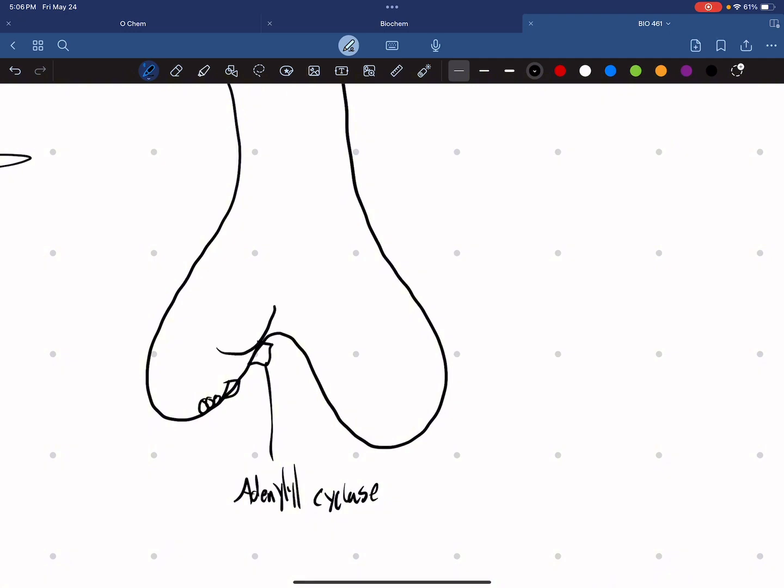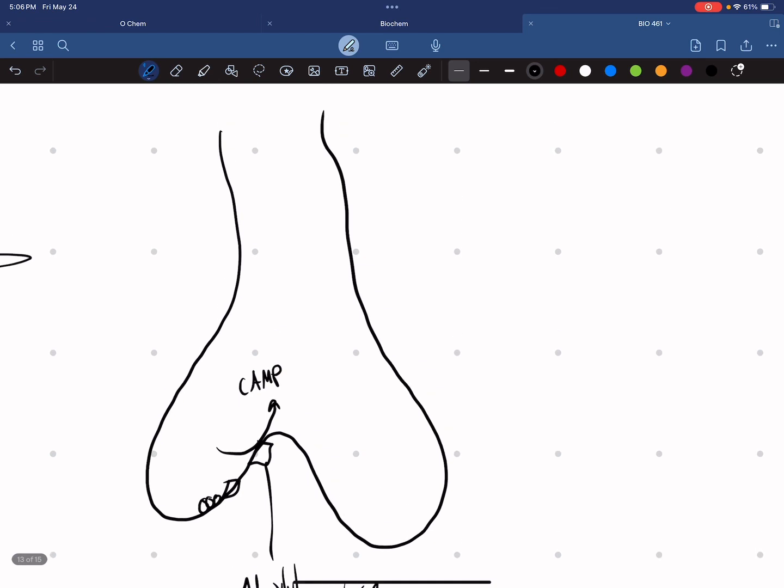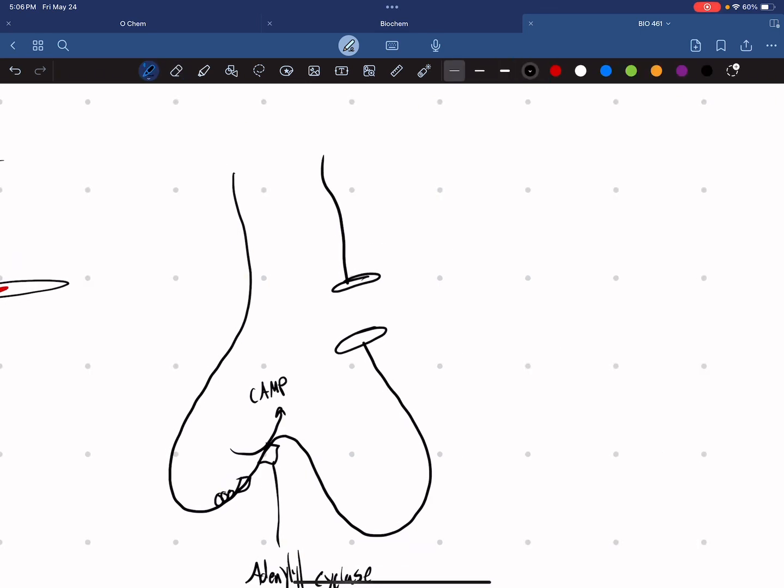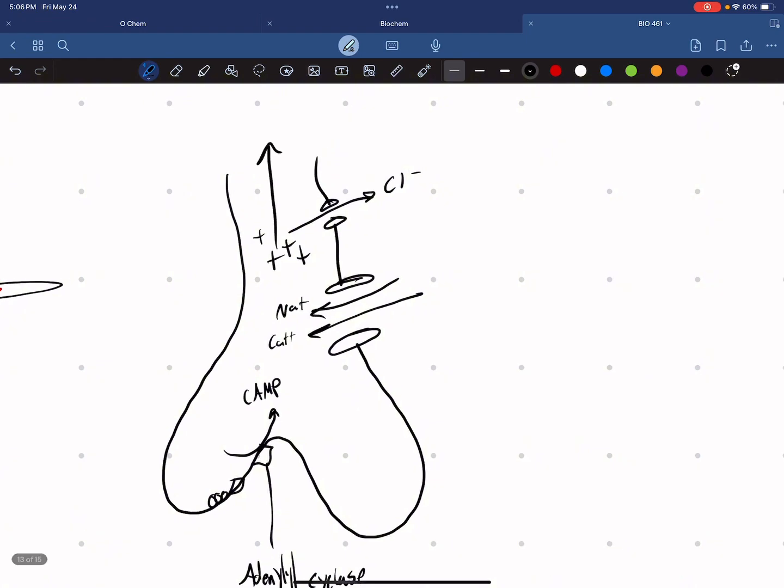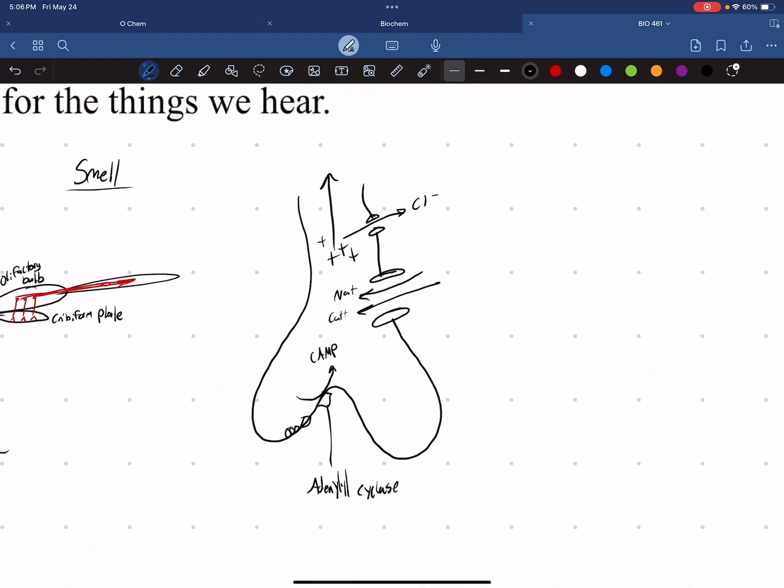Adenylyl cyclase will then produce cAMP, and that cAMP production will cause the opening of these channels here, and these channels will allow both sodium and calcium to come into the neuron, which will depolarize it, and there will also be a chloride channel that is opened. That chloride will exit the cell, which will further depolarize the cell and send an action potential up the neuron and to the brain based on the smell.